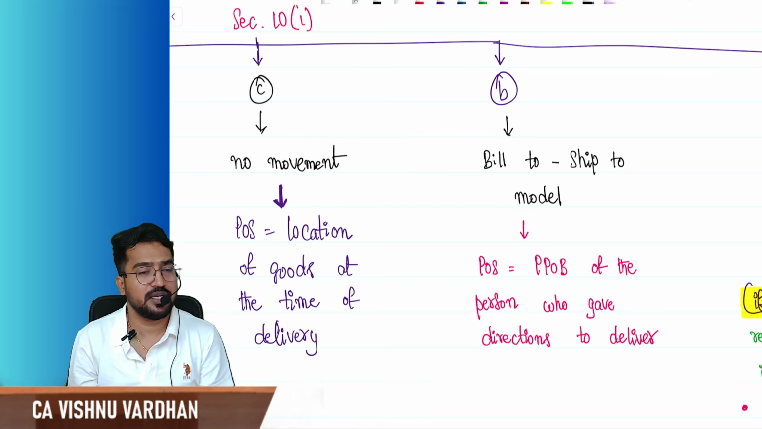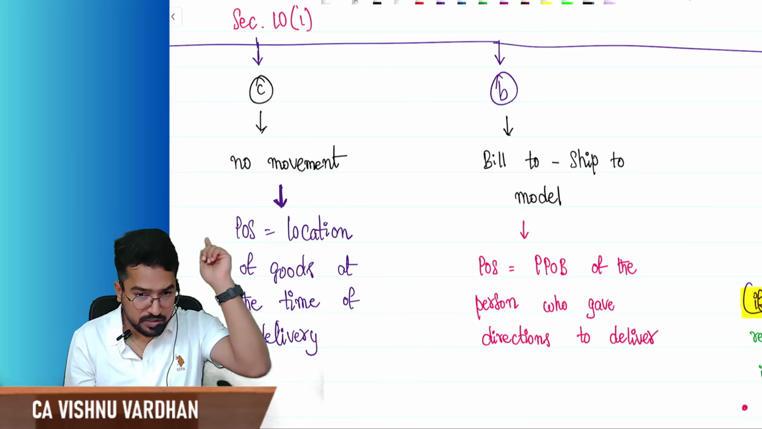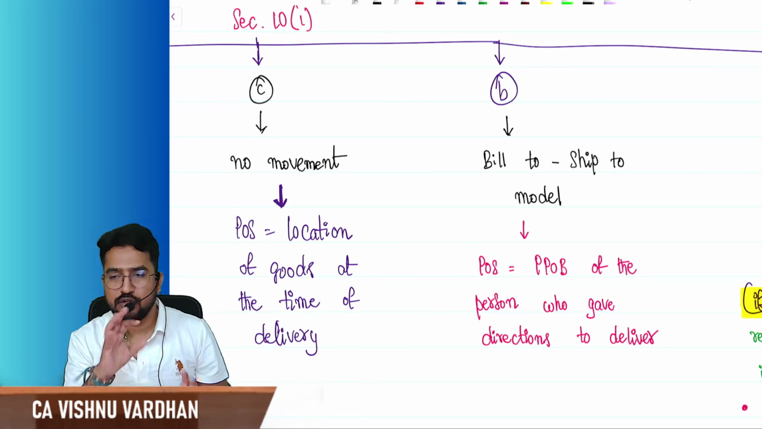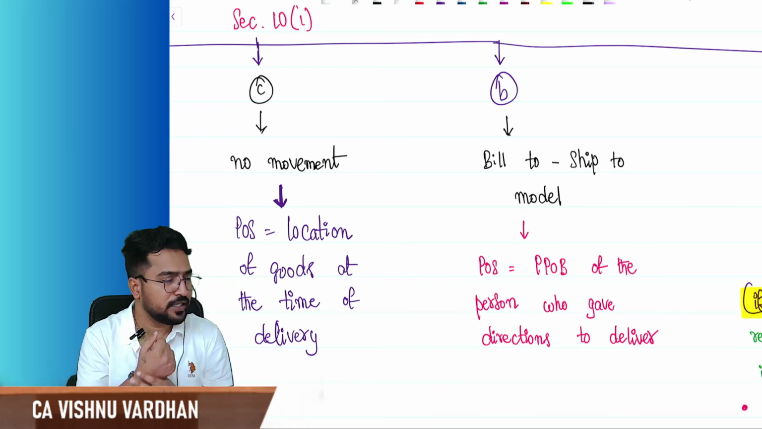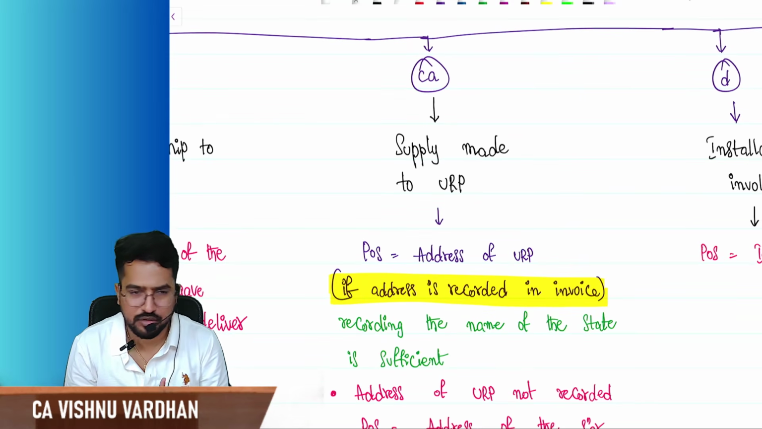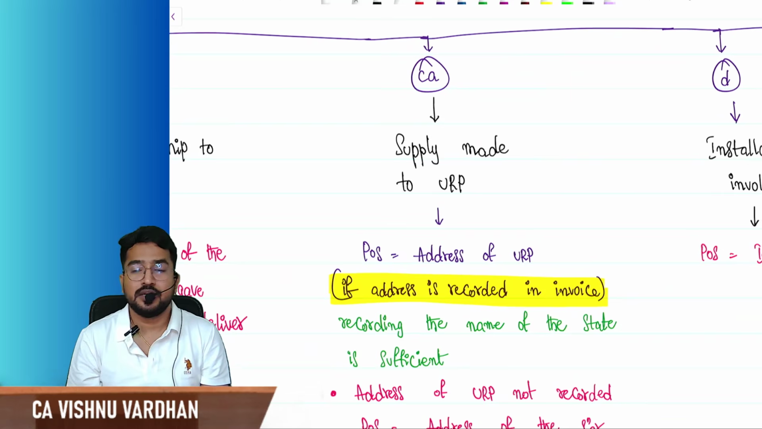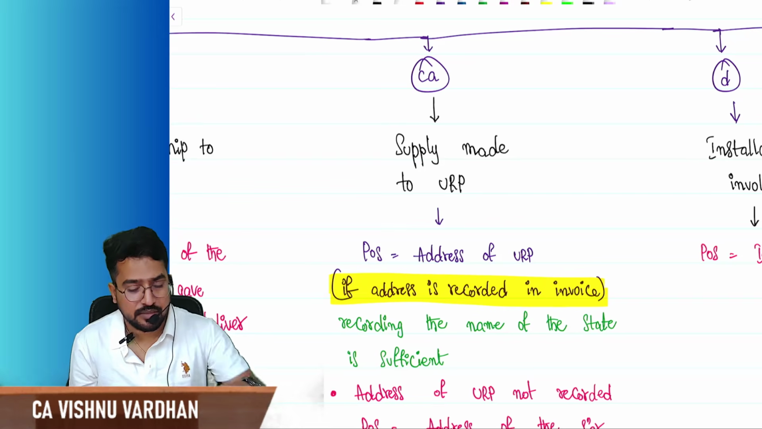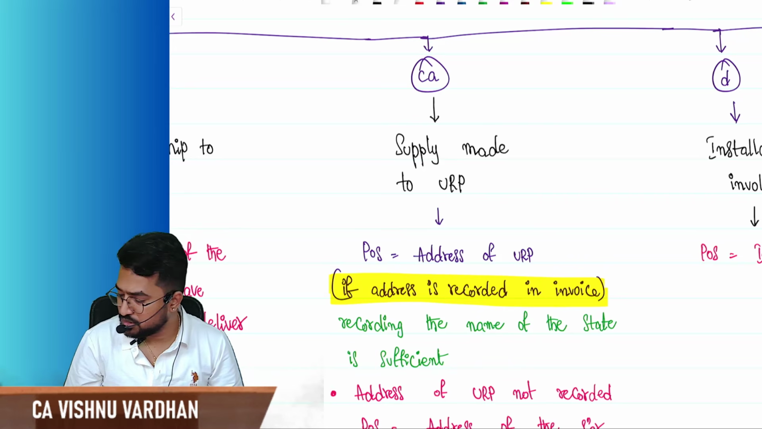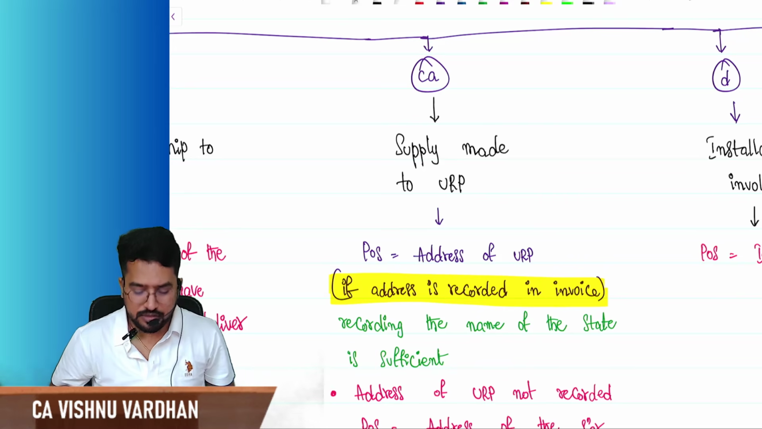What is the place of supply? The principal place of business of the person who gave the directions. You have read that, correct? Why am I talking about that now? In 10.1CA also we got the same doubt. In 10.1CA, what is that? Supply made to an unregistered person, correct? All that story we have seen. But sir, when unregistered people are buying, especially through an e-commerce operator, what are they doing?